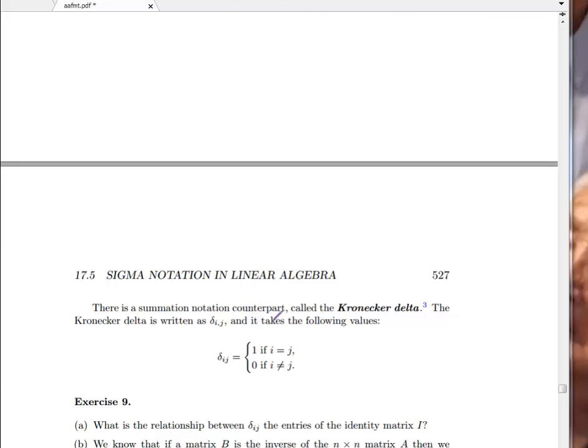Now, you can do this using summation notation with the following symbol. There's a special symbol called the Kronecker delta, and it's equal to 1 if the first index i is equal to the second index j, and it's equal to 0 otherwise. So delta ij is actually equal to the ij entry of the identity matrix, because the identity matrix is 1 on the diagonal, which is the case when the row index equals the column index, and it's 0 otherwise.